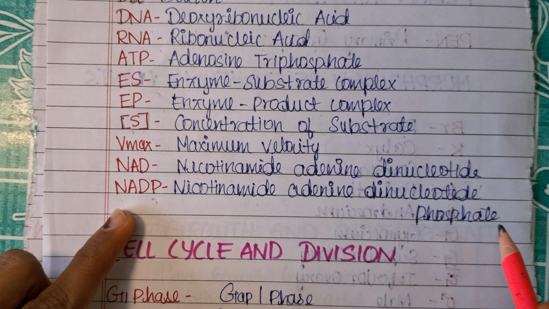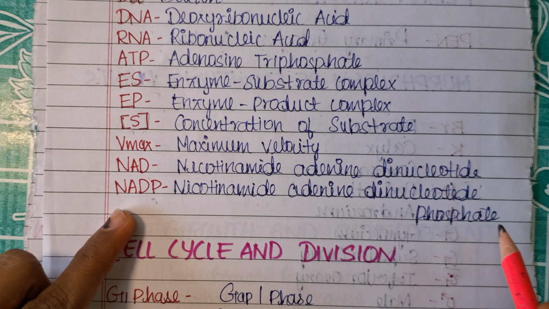Then PEP, that is your phosphoenol pyruvate. PEPcase, that is your PEP carboxylase. Then RuBP, ribulose bisphosphate. Here RuBisCO is ribulose bisphosphate carboxylase oxygenase. Here it is simply ribulose bisphosphate.